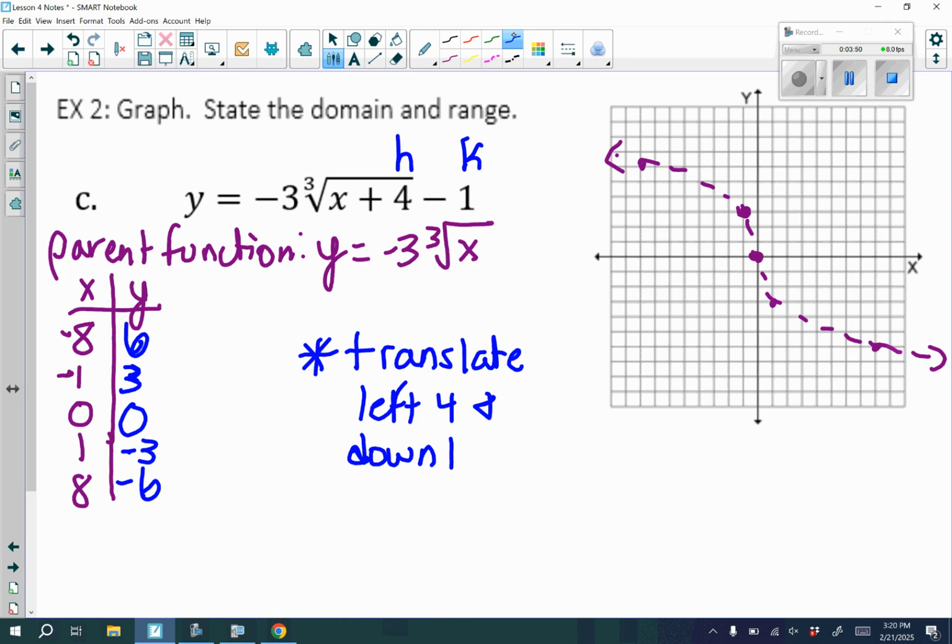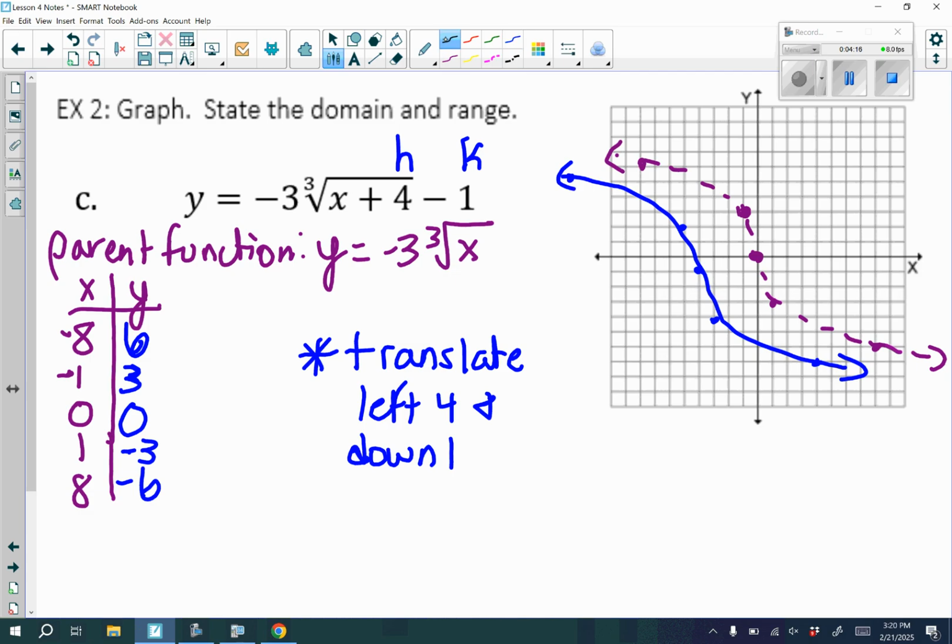Go to the left 1, 2, 3, 4. Once again, we are going to have one probably just a little bit off the graph. That's okay. So over 1, 2, 3, 4, down 1. There we go. Now this would be correct. And one more. There we go. Now this is the correct graph of this cube root. I moved each point left 4 and down 1.